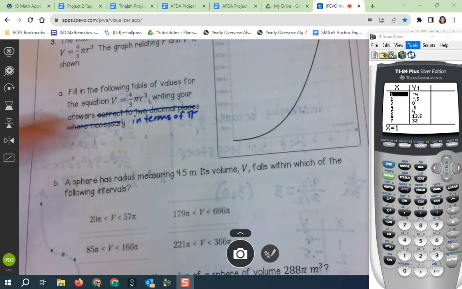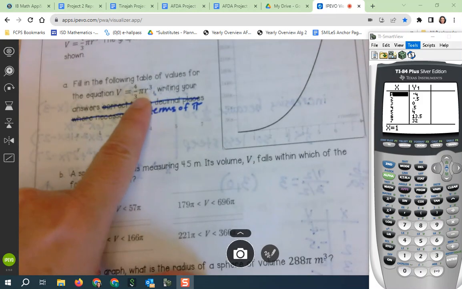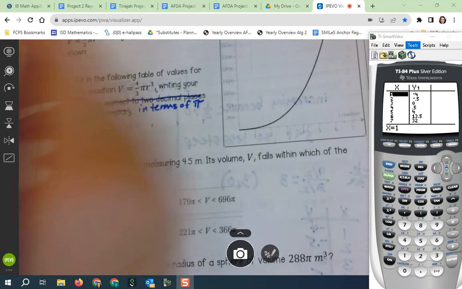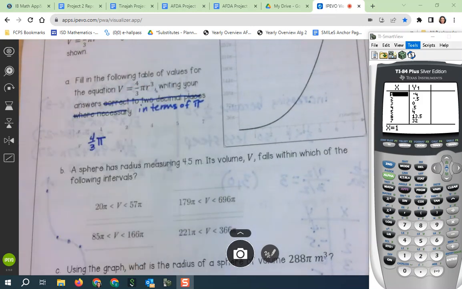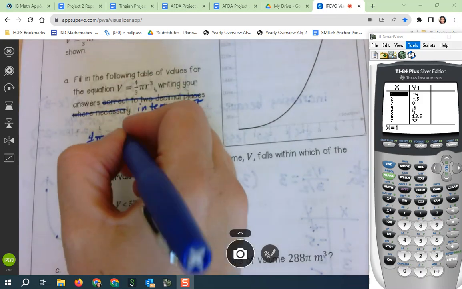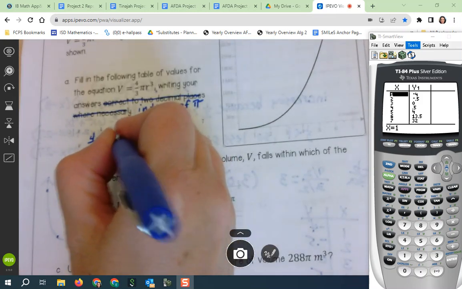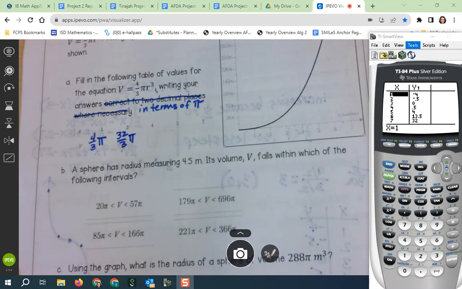All right, so if I put in 1, 1 cubed is 1, so it's just going to be 4/3 pi. If I put in 2, 2 cubed is 8, and then 8 times 4 is 32, so we should get 32 over 3 pi. Okay, then we're getting to the point where you might want the calculator.